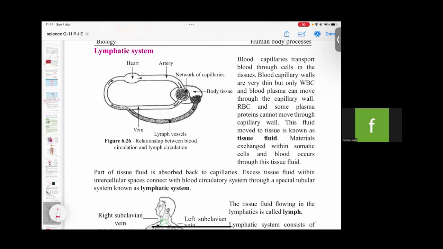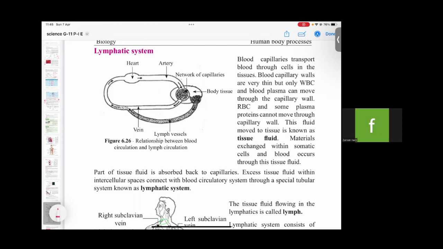Blood capillaries transport blood through the cells in the tissues. The blood capillaries are very thin, but only WBC and plasma can move through the capillary wall. RBC and some plasma proteins cannot move through the capillary wall. This fluid that moves into the tissue is known as tissue fluid.